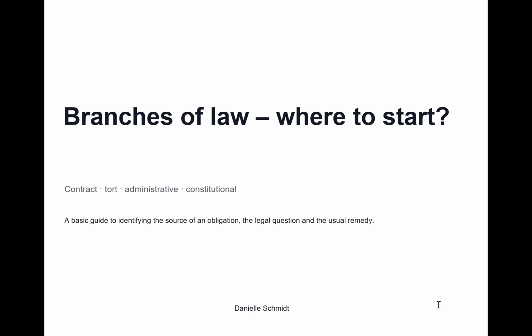All right, hello everybody. I've had a couple of questions from students about the easiest way to identify the different branches of law in a problem question. So I've put together this very basic presentation for you, and we're only going to discuss contract, tort, administrative law, and constitutional law. This is a basic guide only to identify the source of an obligation, the legal question or the issue that you would be discussing in your IRAC analysis, and the usual remedies. But that's going to be very brief in today's presentation.